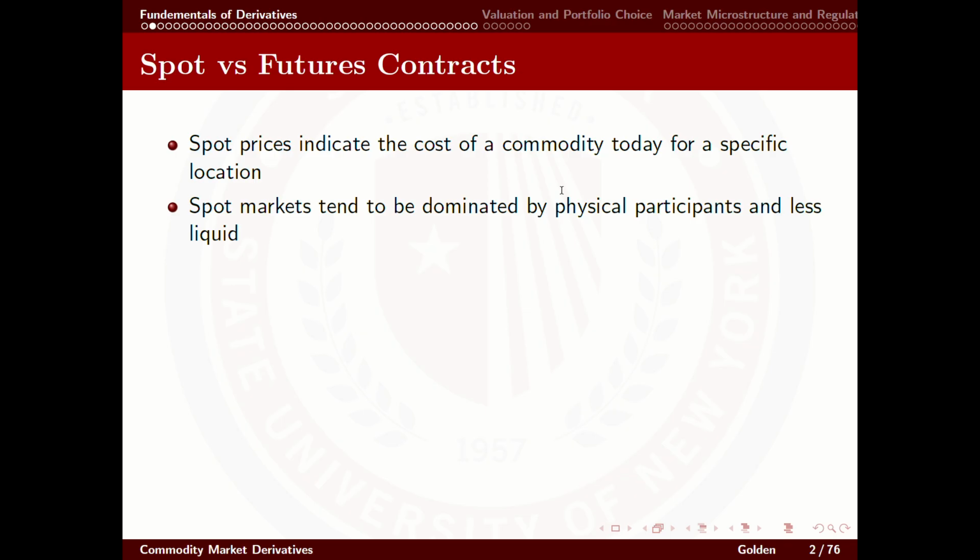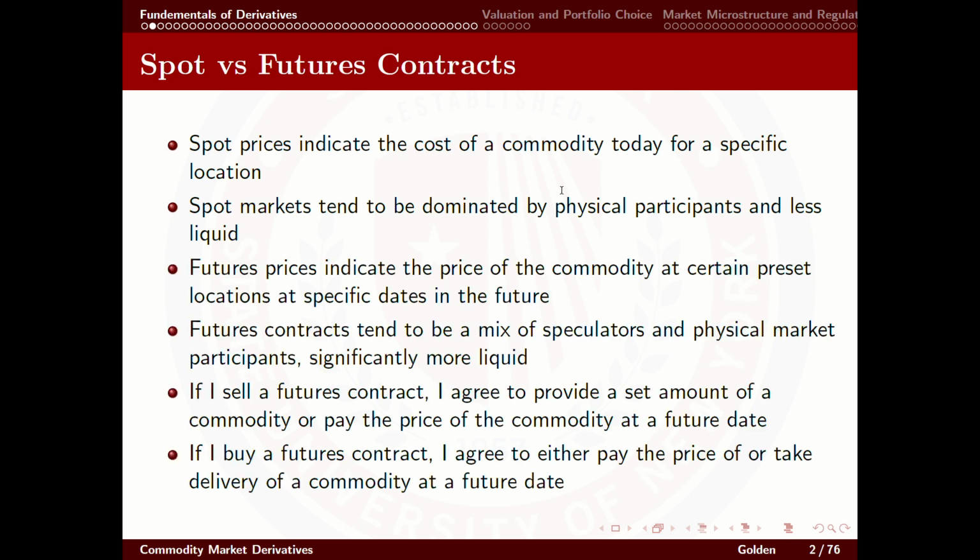So some common language. Spot prices indicate the cost of a commodity for a specific location. So spot price is what you pay or receive today for buying or selling a commodity today at a specific place and a specific time. Spot prices are dominated by physical participants and are less liquid. These are people who have to buy things and sell things and have capacity to store them, have capacity to grow them or make them.